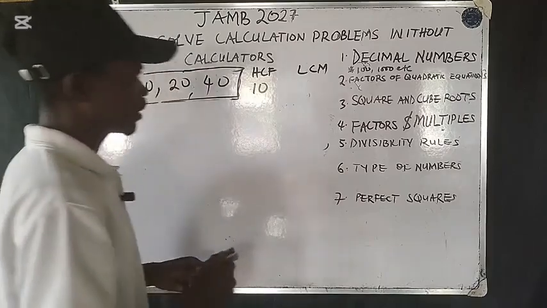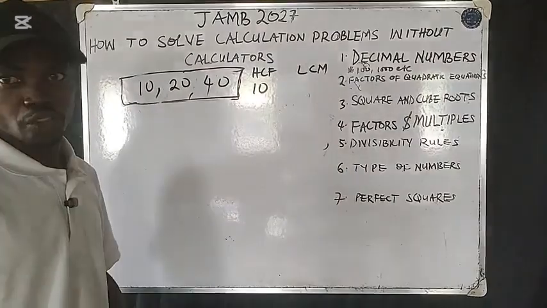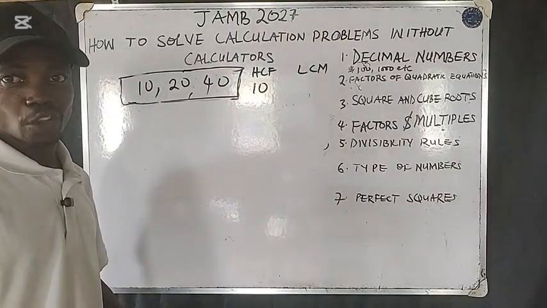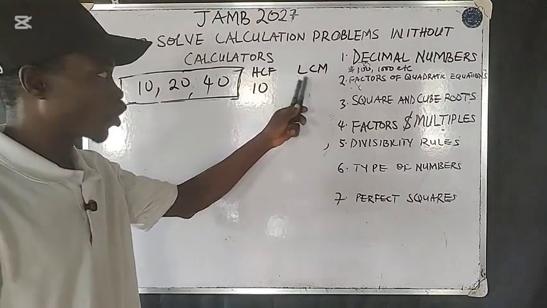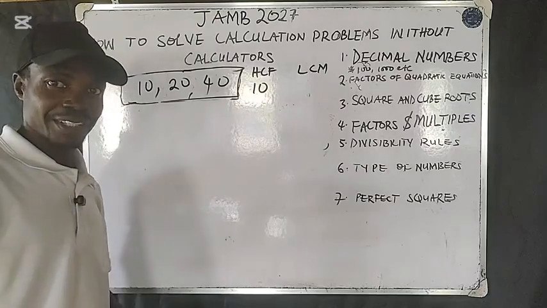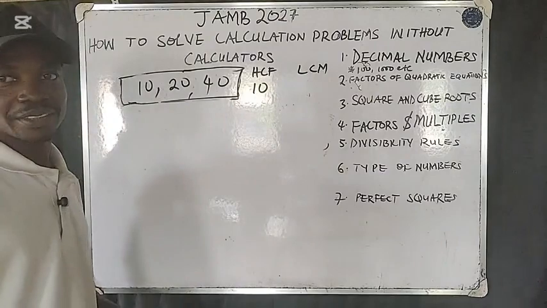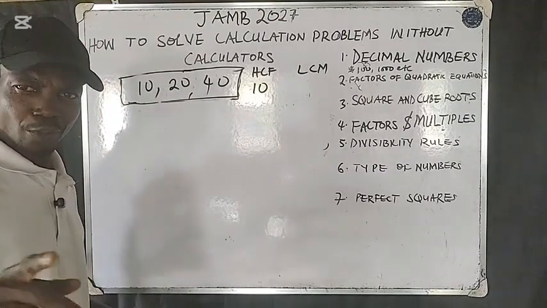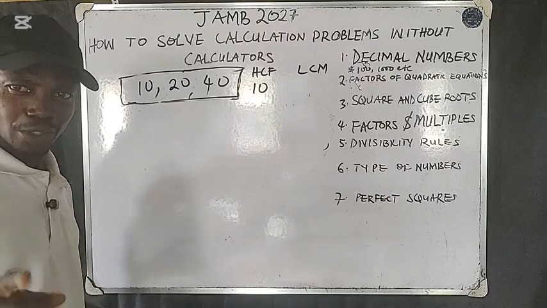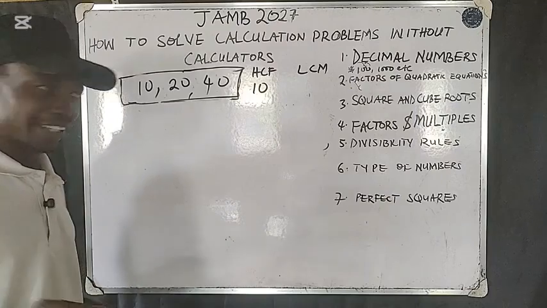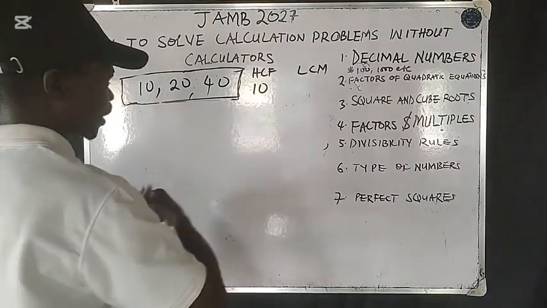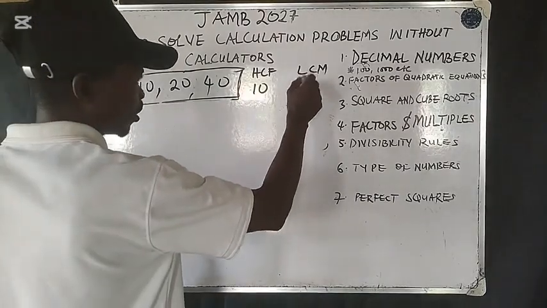Now, the lowest common multiple will be what? I said lowest common factor, I mean the lowest common multiple. Have I been saying the lowest common factor since, or I've been saying lowest common multiple? Okay, so the lowest common multiple is going to be 40.